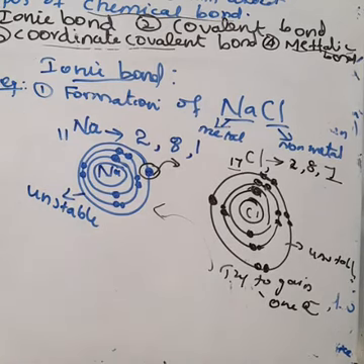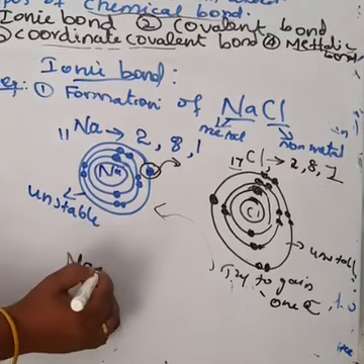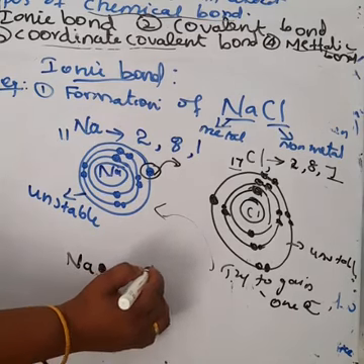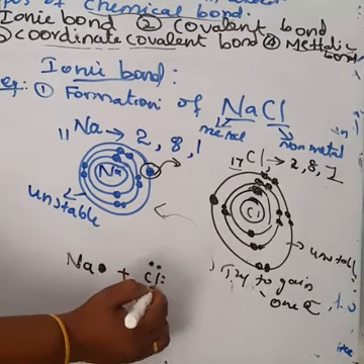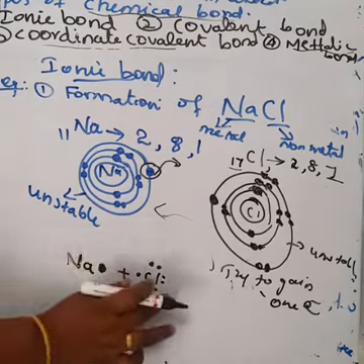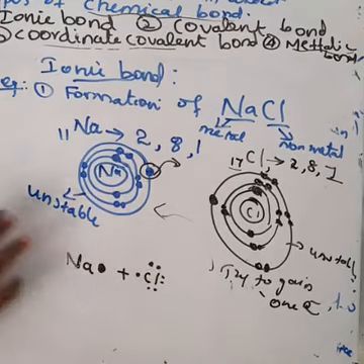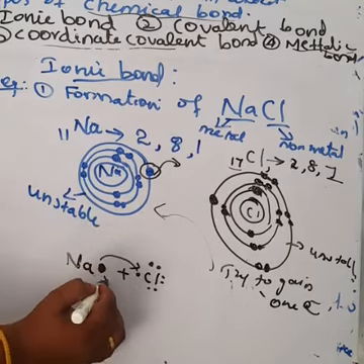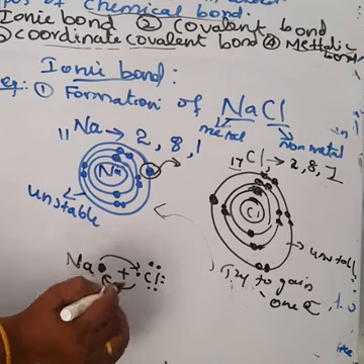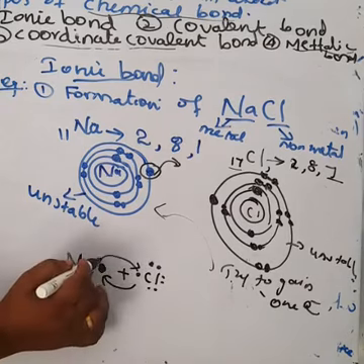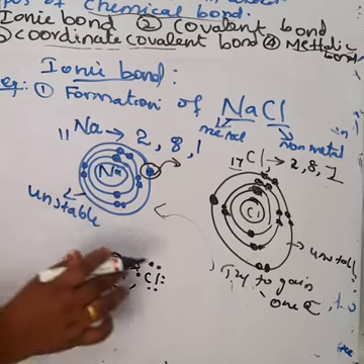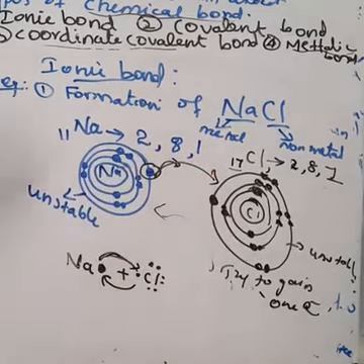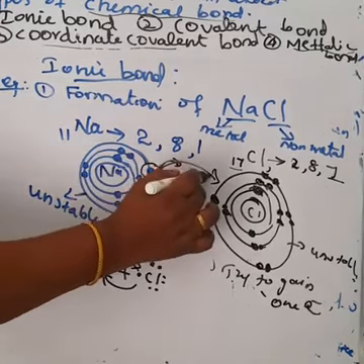Here, the sodium atom has only 1 electron in its outermost orbit, and the chlorine atom has 7 electrons. So neither is stable now. The sodium atom tries to lose this 1 electron, and the chlorine atom tries to get 1 electron. So the sodium atom completely transfers this 1 electron to the chlorine atom.